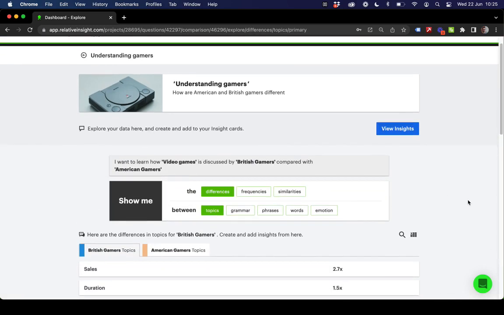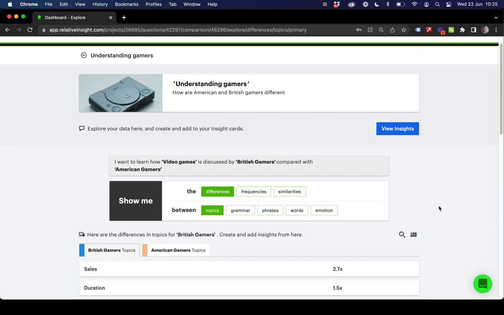the analysis. Now, when Relative Insight performs its analysis, it's going to tell you the differences, the frequencies, and the similarities across the 5 categories of linguistic feature that Relative Insight analyzes, those being topics, grammar, phrases, words, and emotions.